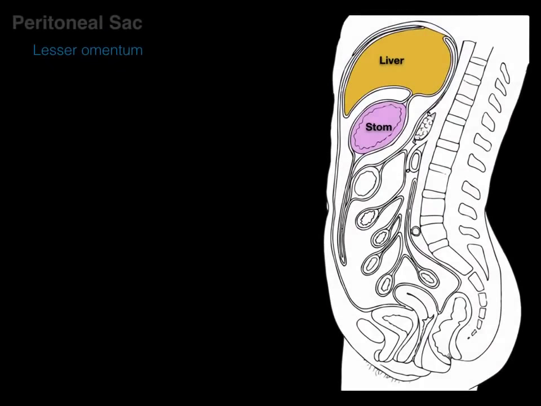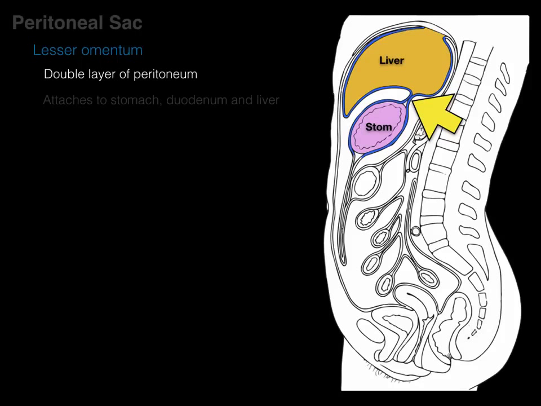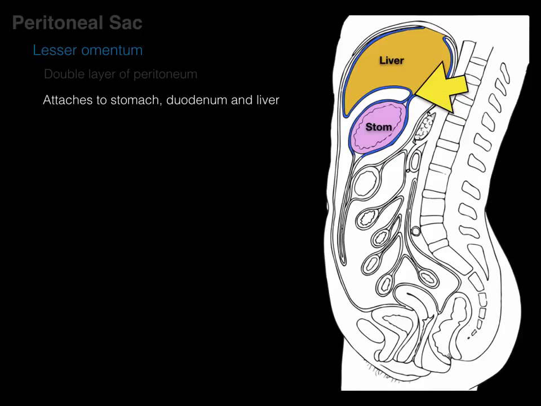Okay, so now let's talk about the lesser omentum. And so the lesser omentum is a double layer of peritoneum that attaches between the stomach, duodenum and the liver. And so there is this double layer between the stomach and the liver in this sagittal section, and then it attaches between the liver and the stomach.